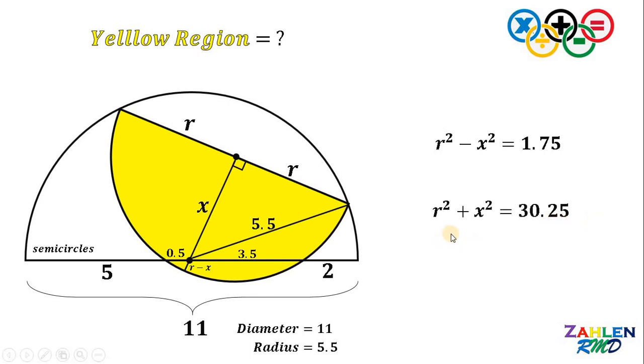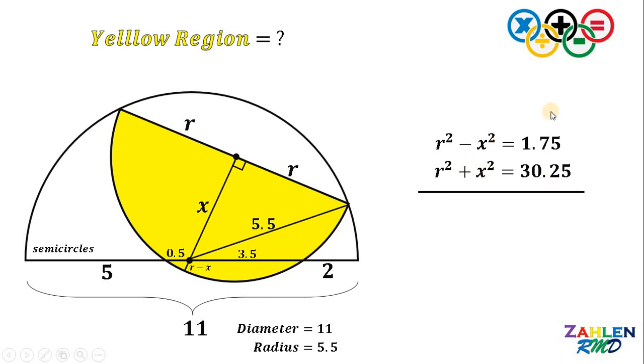Now, don't forget our goal. Our goal is to get the value of R. So we're going to add these two equations. If we do that, we cancel out X squared. Therefore, we have 2R squared equals 1.75 plus 30.25, which gives us 32. Dividing both sides by 2 gives us R squared equals 16.